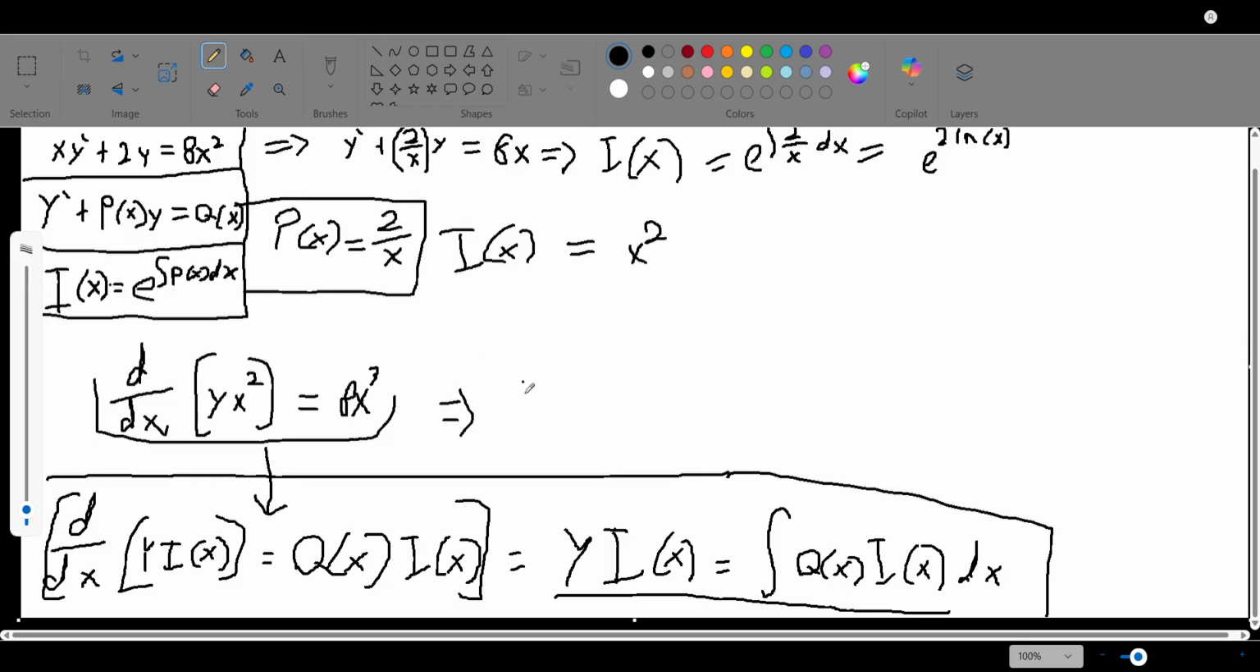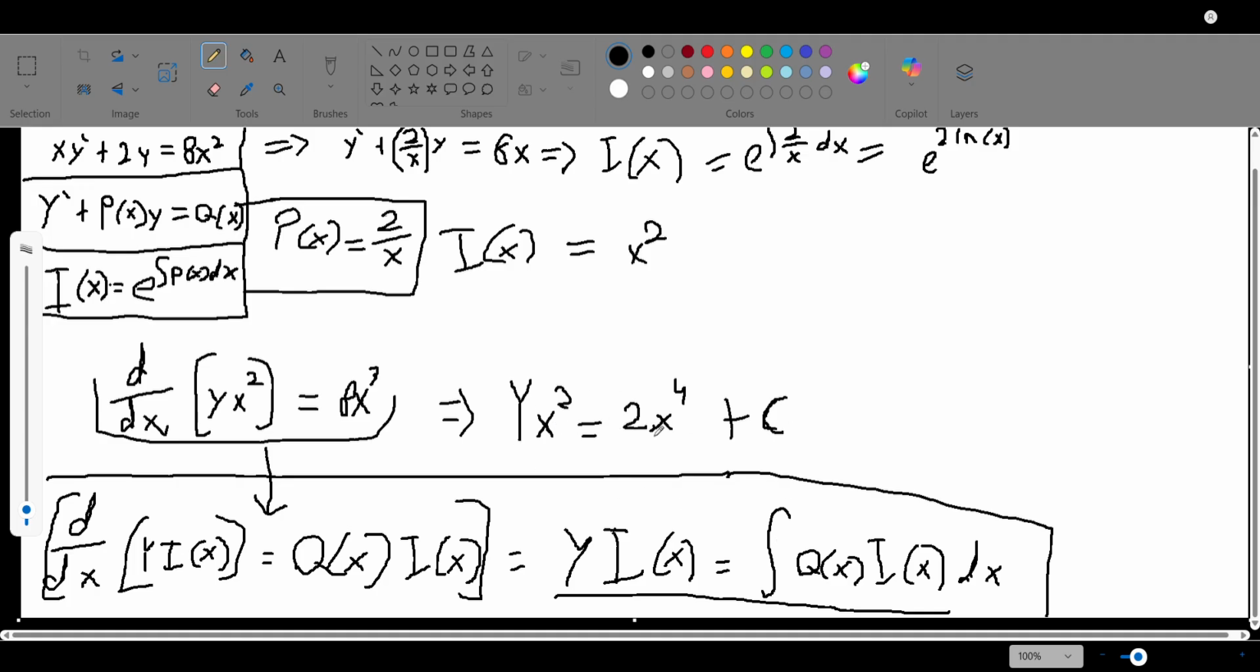So y x squared is equal to the integral of 8x to the third. And the integral of 8x to the third is just 2x to the fourth. Oh, and we got to do plus c. Yeah, plus c, our constant of integration. You can't forget that because we took the antiderivative.